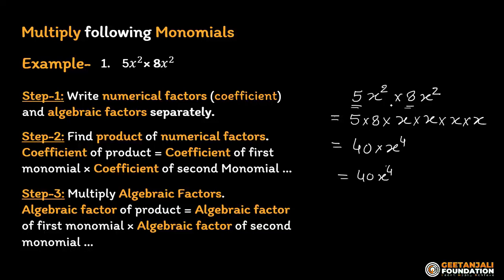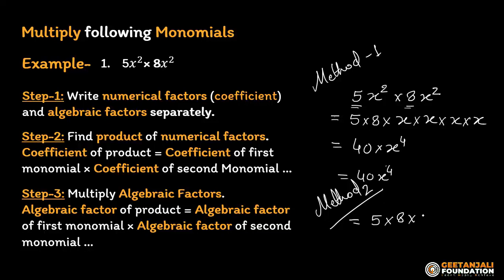Now you can also apply law of exponents. Instead of writing it this lengthy, you can simply apply law of exponents over here. So this you can say is method 1. In method 2, what you can do? So first step is we will write numerical factors and algebraic factors separately. So we will simply write 5 times 8 times x squared times x squared.